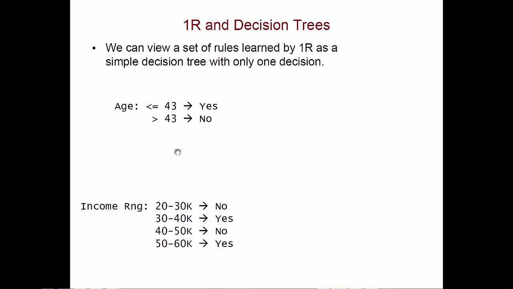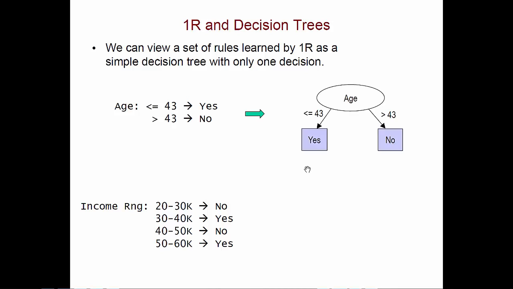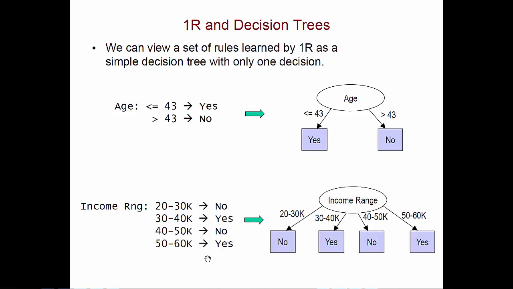So for example, this set of rules that we looked at a minute ago, which is based on the customer's age, you can turn that into a decision tree that looks like this, where you have one branch for when the age is less than or equal to 43, and the prediction there is yes, and another branch for when age is greater than 43, and the prediction there is no. Here's another set of rules based on income range. We can also turn those rules into a decision tree with only one decision.